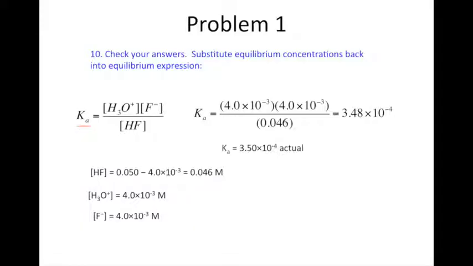We were given Ka at the beginning of 3.50 times 10 to the minus 4, and you can see there is a pretty good agreement between those two numbers. Maybe a little bit of rounding cause for this deviation. So we can be pretty confident that we have the correct concentrations and the correct pH. Let's take a look at a second problem.